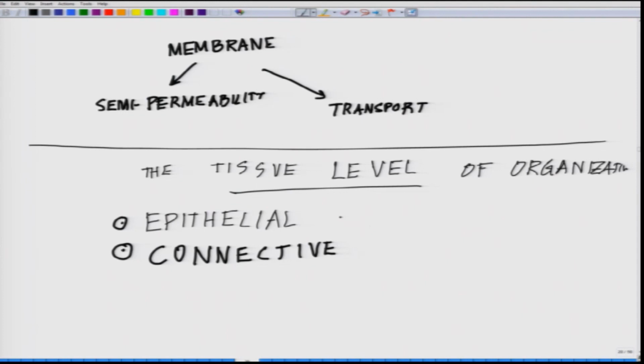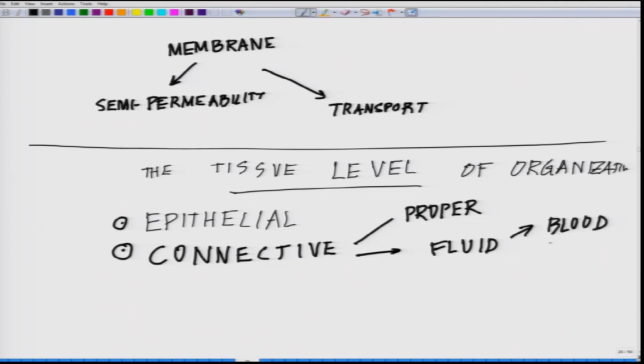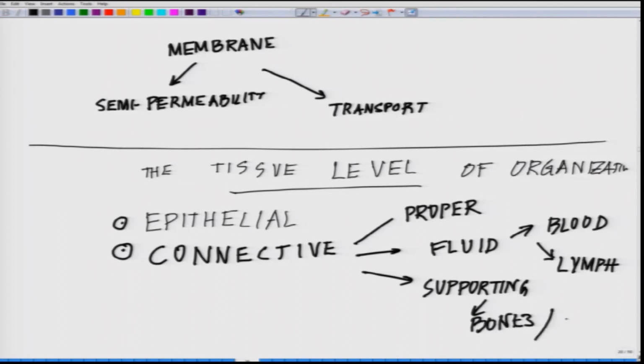Connective tissues are of different kinds. They could be proper connective tissues, which form a structural framework of our body. Then we have fluid connective tissue, which includes the blood and the lymph. Then we have supporting connective tissue, which includes your bones and cartilage. And in the very next section, post integumentary system, we'll talk about the bones and the cartilage.